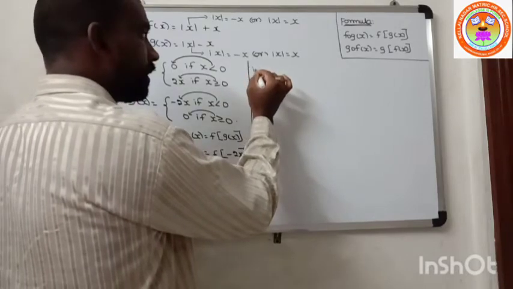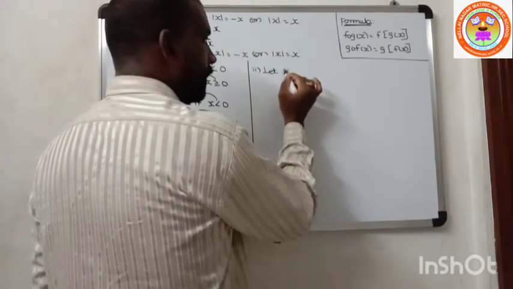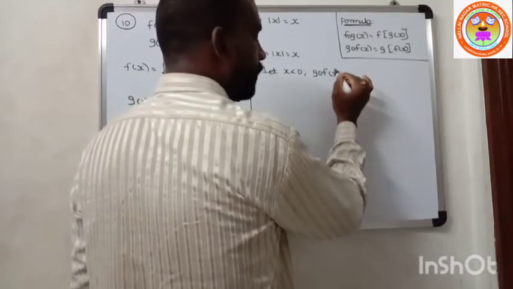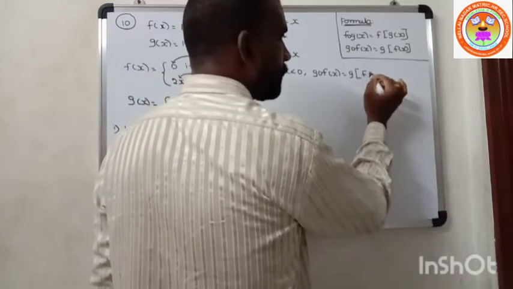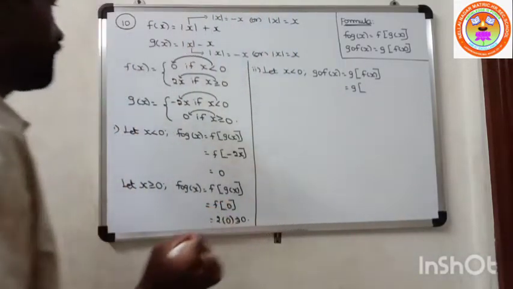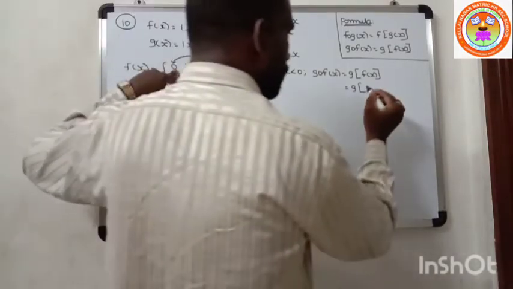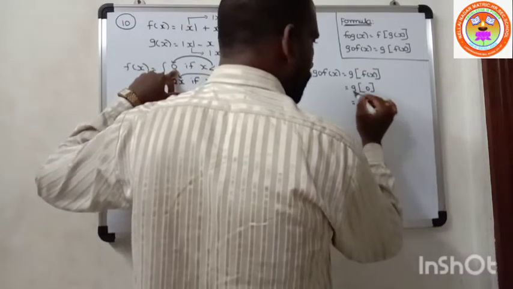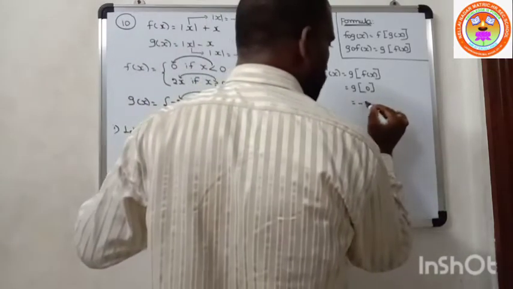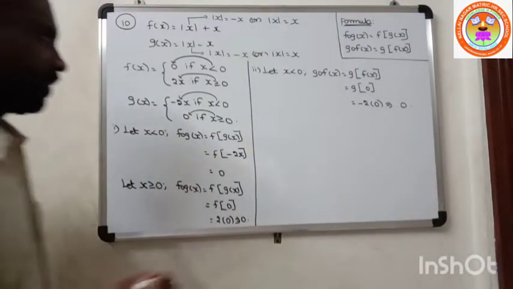Second one, g composite f. Let x be less than 0. g composite f is g of f of x. For x less than 0, f of x is 0. g of 0 is minus 2x times 0, which is 0. 0 into any term is 0.